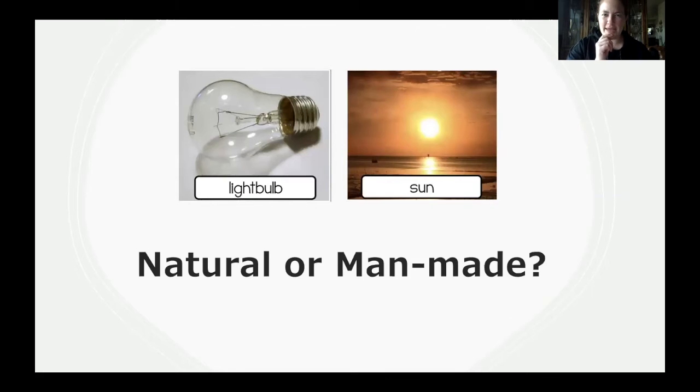Ooh, both of these make light, but the sun, I don't think anybody had to make the sun. It's just there, right? We don't have to do anything. It's just going to be there. But a light bulb, somebody definitely had to make a light bulb. That light bulb is man made, but the sun is definitely a natural resource for us. And we use the sun a lot, don't we?